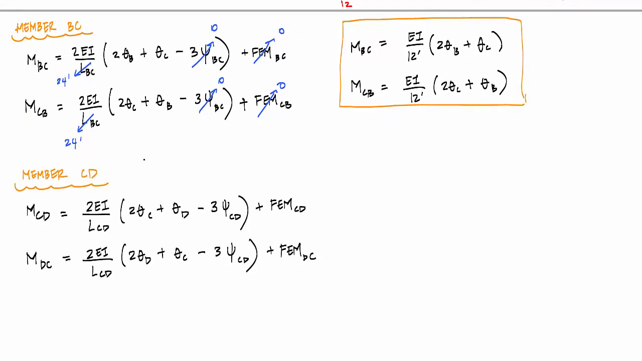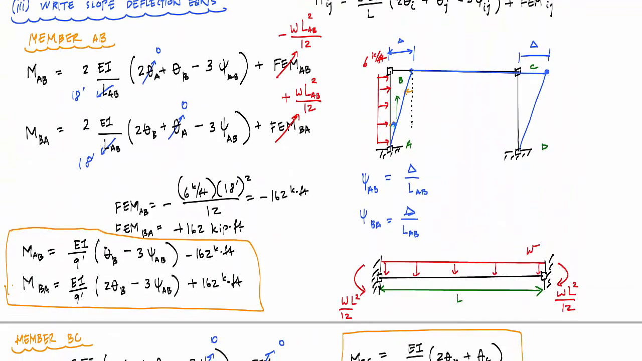And now, last but not least, member CD. In this case, if I go back and look at that drawing I had before, first thing to note is that my rotation at point D is 0 because it's fixed. And because member AB and member CD have the same height, recall from the perspective of joint C, this is a positive chord rotation right here. So psi_CD is equal to delta over L_CD, and psi_DC is equal to delta over L_CD again.